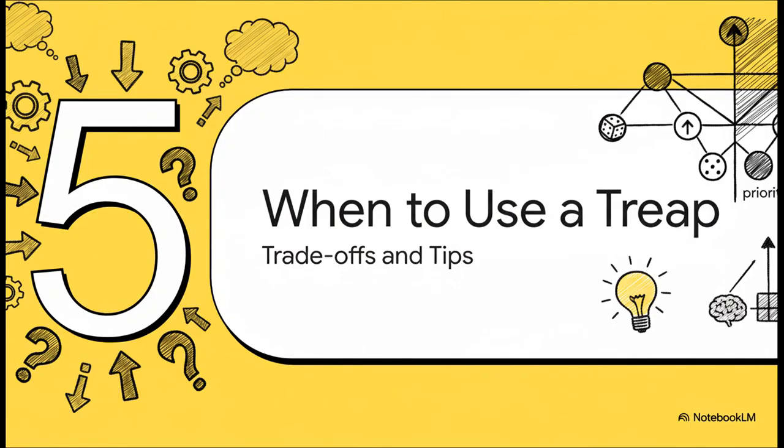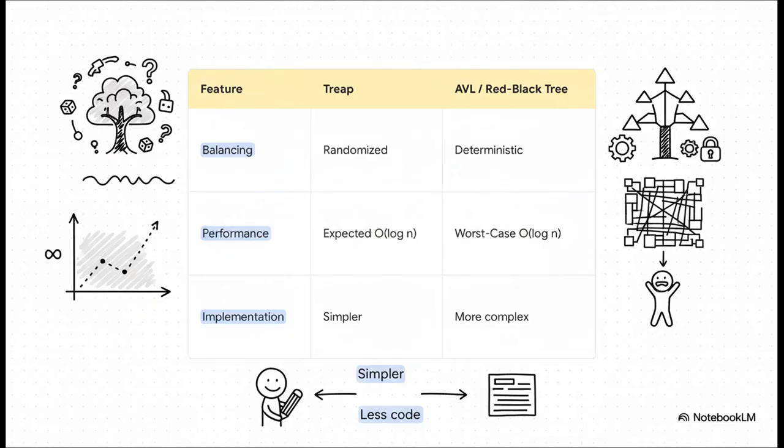All right, so knowing how a treap works is one thing, but when should you actually use one in the real world? Let's talk about the practical trade-offs and what you really need to know if this topic ever comes up in a technical interview. This comparison chart really gets to the heart of it. A treap's balancing is all based on randomness. Trees like AVL or red-black, on the other hand, are deterministic. They follow strict rules. This means treaps give you expected O(log n) performance, whereas the others give you a hard, ironclad, worst-case guarantee. So what's the trade-off? Simplicity. Treaps are way simpler to implement, with a lot less code and fewer tricky edge cases to worry about.